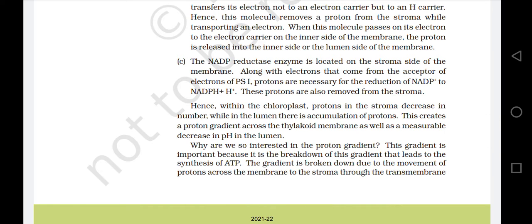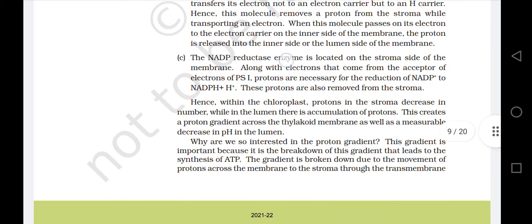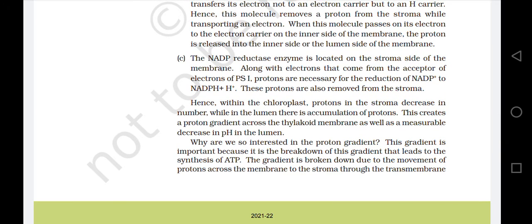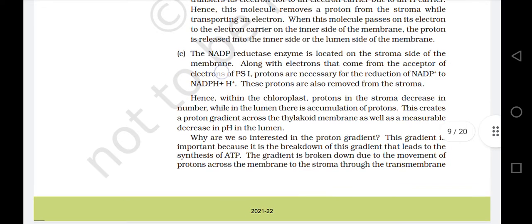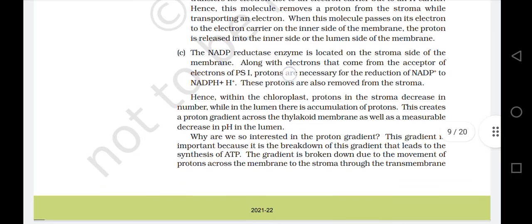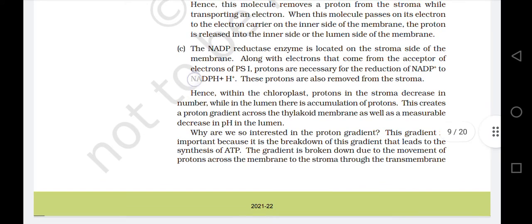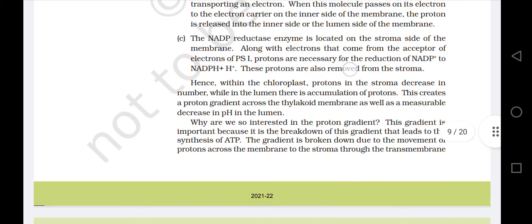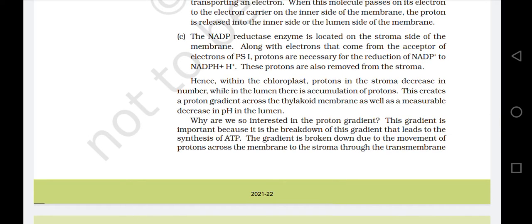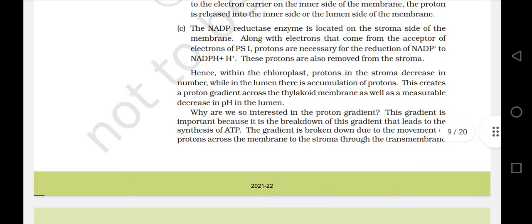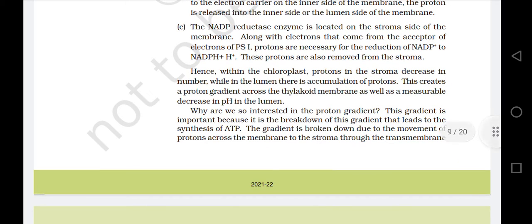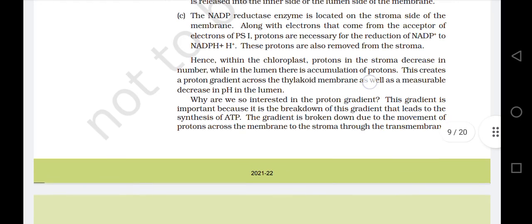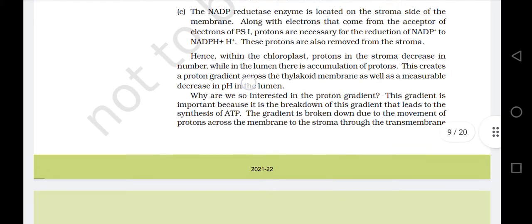Then C. The NADP reductase enzyme is located on the stroma side of the membrane. Along with electrons that come from the acceptor of electrons of photosystem 1, protons are necessary for the reduction of NADP plus to NADPH plus H plus. These protons are also removed from the stroma. Hence, within the chloroplast, protons in the stroma decrease in number, while in the lumen there is an accumulation of protons. This creates a proton gradient across the thylakoid membrane as well as a measurable decrease in pH in the lumen.